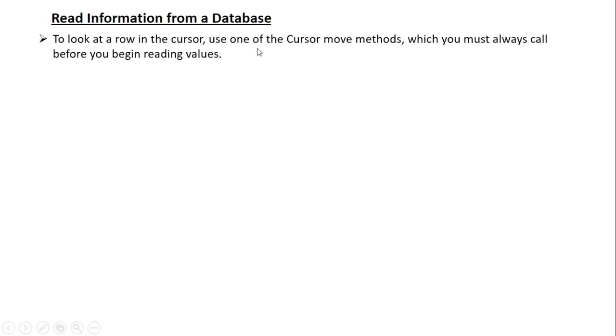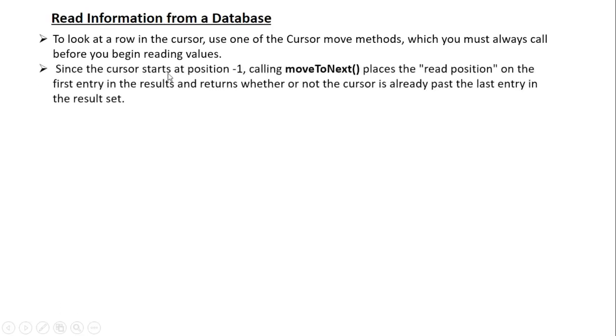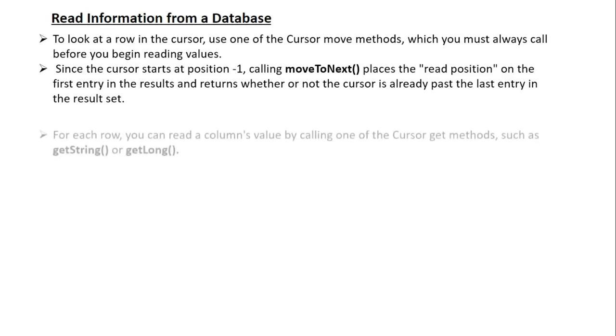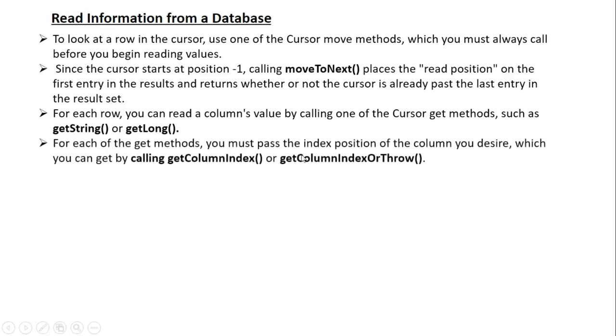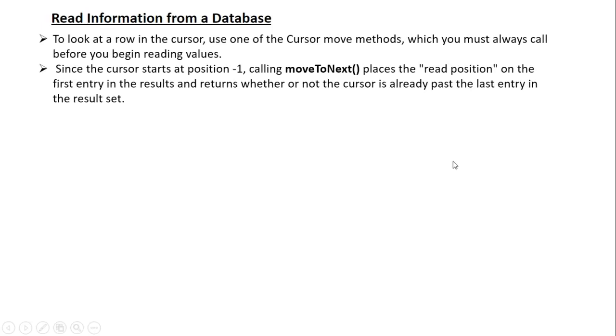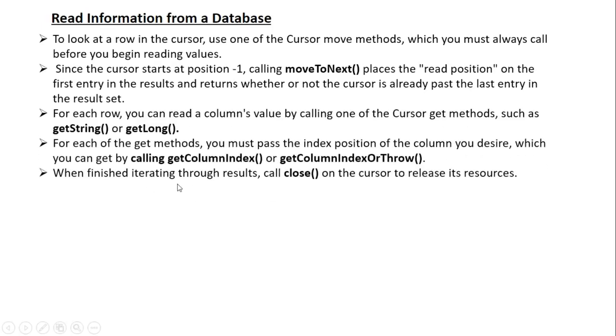To look at a row in the cursor, use one of the cursor move methods, which you must always call before you begin reading values. Since the cursor starts at position -1, calling moveToNext places the read position on the first entry in the result and returns whether or not the cursor is already past the last entry in the result set. For each row, you can read a column value by calling one of the cursor get methods such as getString, getLong, getBoolean, etc. For each of the get methods, you must pass the index position of the column you desire, which you can get by calling getColumnIndex or getColumnIndexOrThrow. When you finish iterating through the result, call close on the cursor to release its resources.